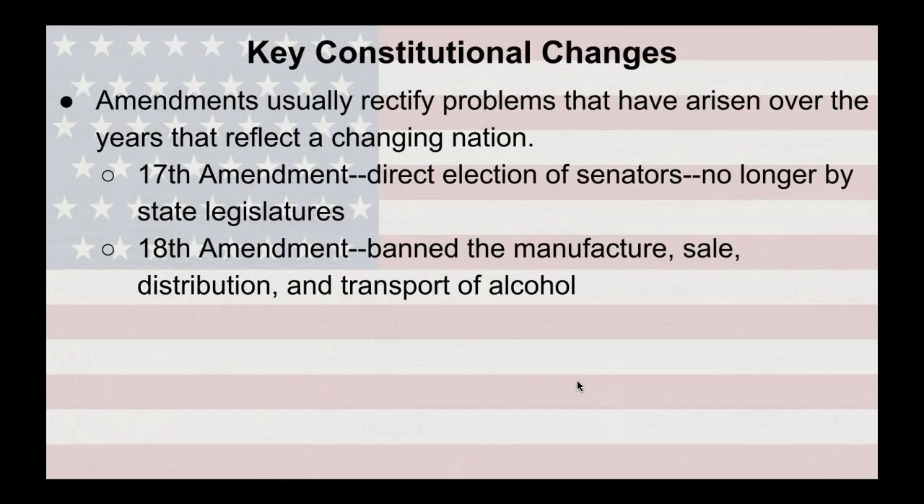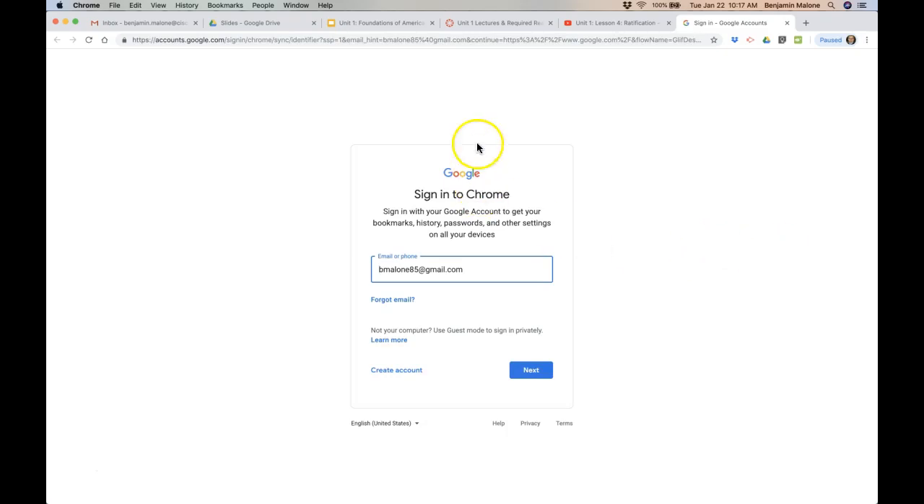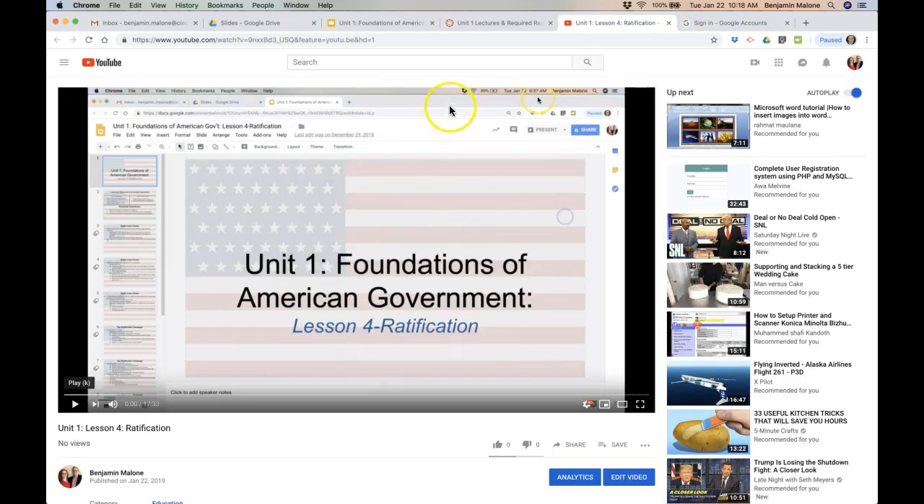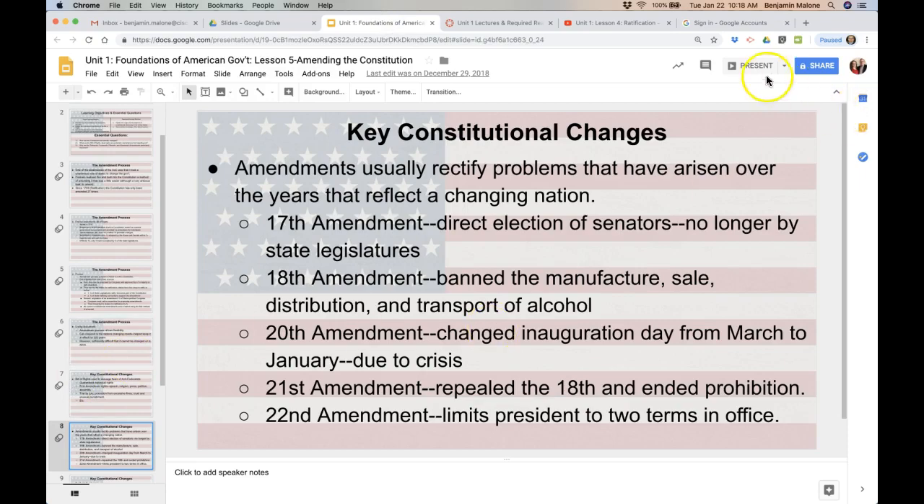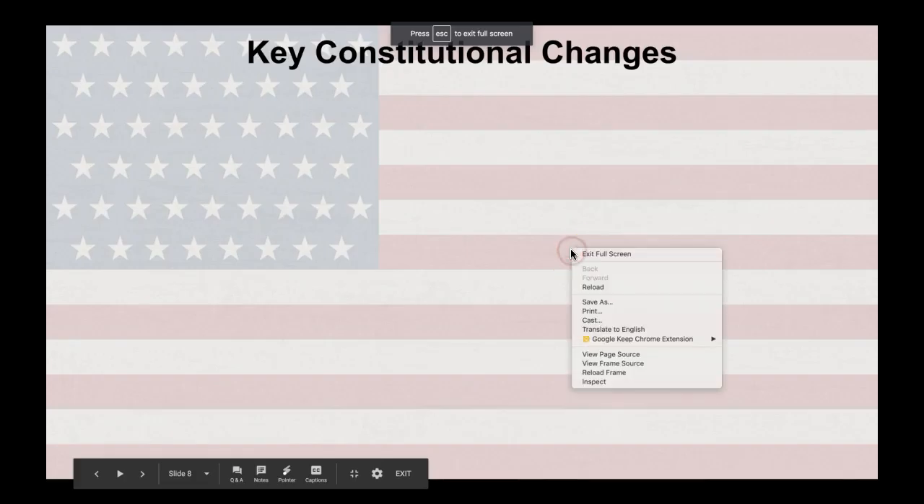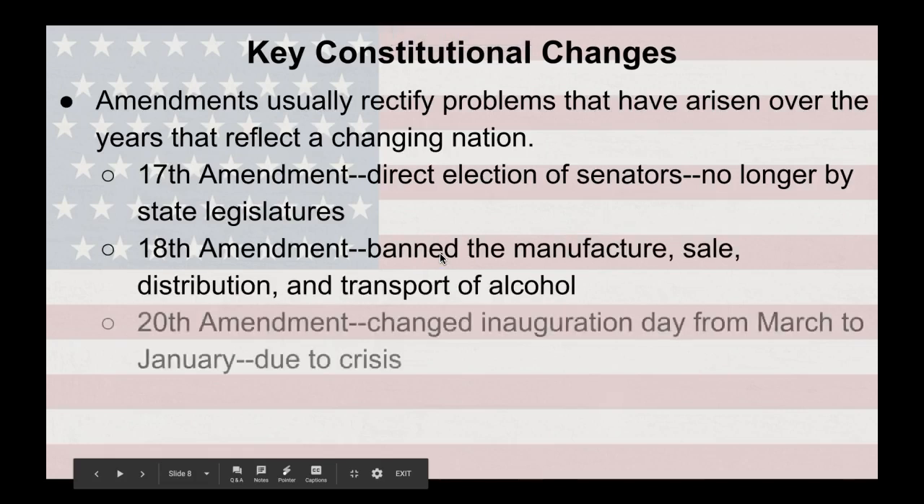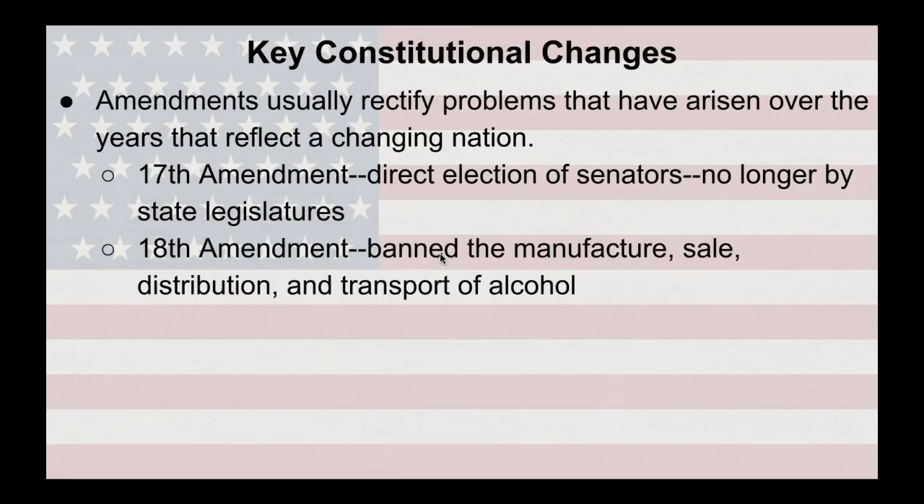The 18th Amendment, also one of those progressive ideas, was the ban of the manufacture, sale, distribution, and transport of alcohol. Now understand that it doesn't forbid you to drink it. It just simply forbids you to manufacture it, sell it, distribute it, or transport it. And this is going to be one of those progressive ideas that is instituted in 1919.